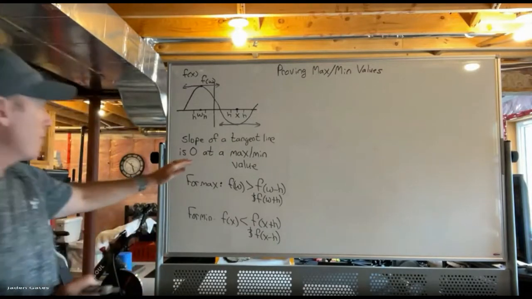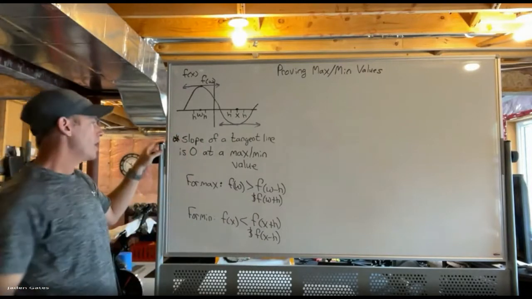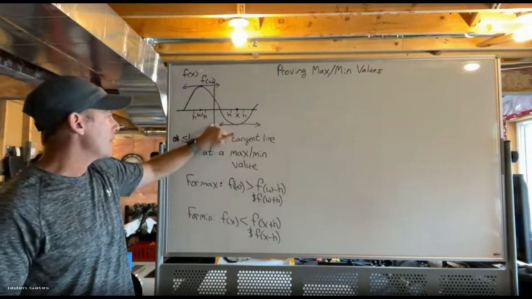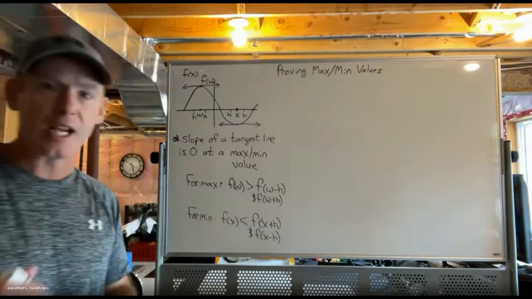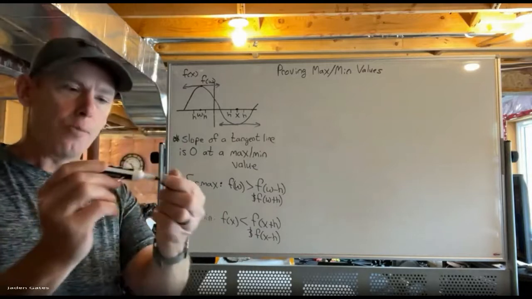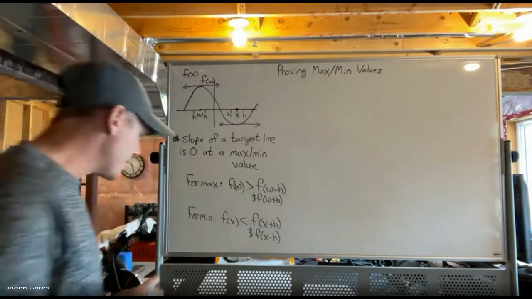The key here is that the slope of a tangent line is 0 at a max or min value, because when you find the instantaneous rate of change, your slope is a nice horizontal line, which means it has a slope of 0. So I get to example number 1 here.